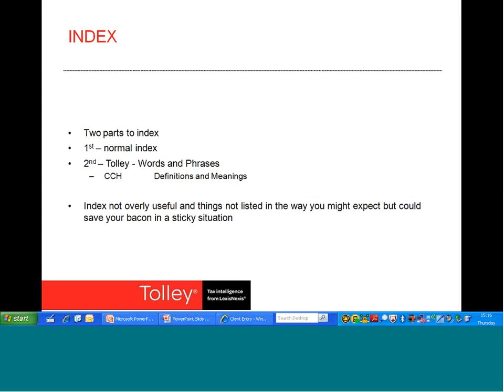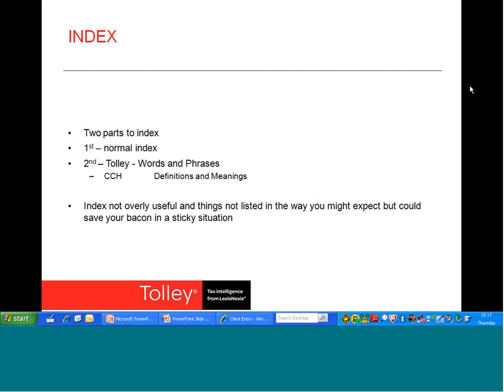CCH has its own index book, but TOLI's index is at the very end of Book 1C for the main acts, and then, for example, it's at the end of Book 2, and then it's at the end of all the individual taxes, so at the end of national insurance, at the end of inheritance tax, at the end of VAT, etc. So the index is a little bit spread around in TOLI. It's just in one nice big book for CCH.